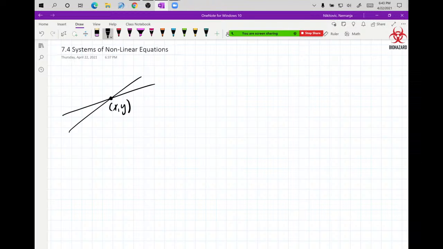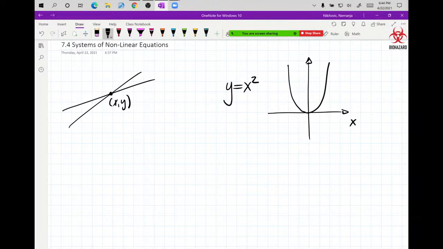For the nonlinear systems, you can have y equals x squared. That's not linear, right? And the graph for that is the parabola. We have seen this in chapter 2, we've seen it again in chapter 9, so we know very well what a parabola does and what it is. But then, on top of that, you can have another line, let's say y equals x plus 1. That would be a linear line that goes like this.